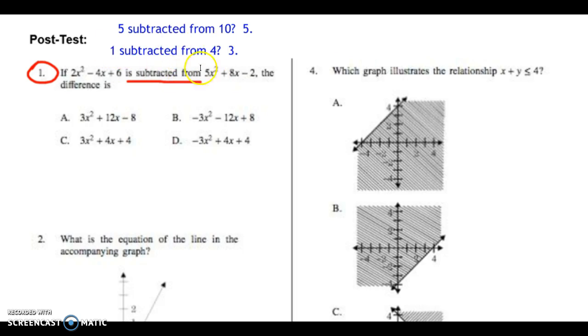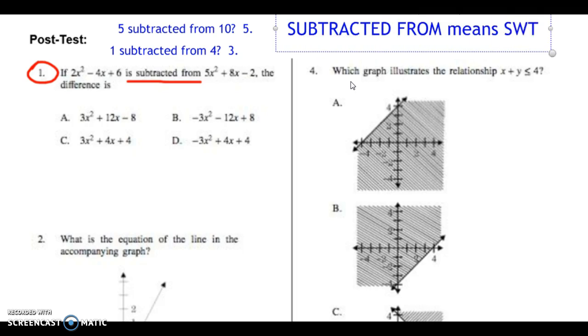So when you see the phrase subtracted from, you're not going to do the first thing minus the second thing. You're going to switch the order. Subtracted from means switch the order. Please remember that. I'll write that down. Subtracted from means switch the order.